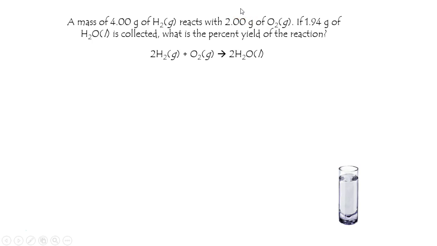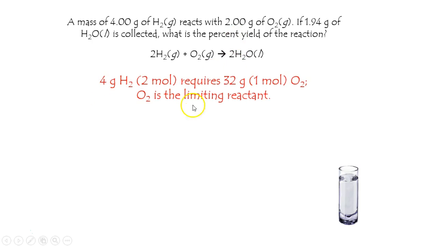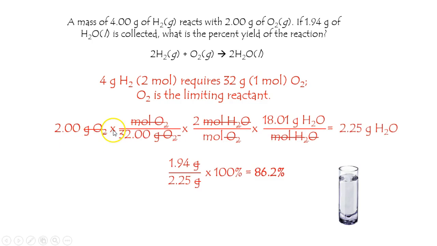I am only going to do a 3-step process from oxygen to water, starting with those 2 grams. I'll just do it out. With 4 grams of hydrogen, we know oxygen is the limiting reactant, and those 2 grams of oxygen are only enough to make 2.25 grams of water.